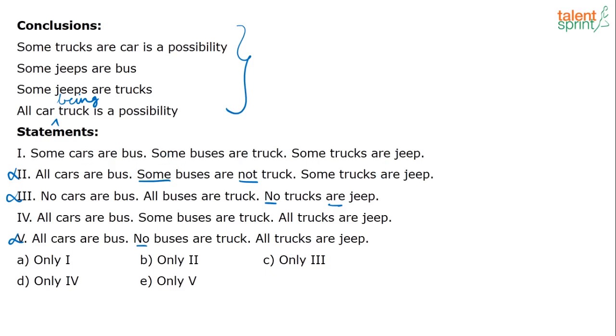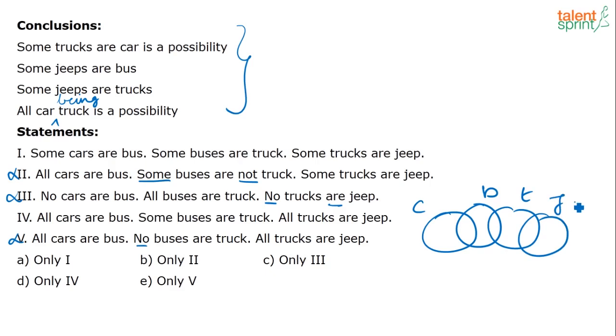Now let us look at the first option. The first option says some car is bus, some buses are truck, some trucks are jeep. So some trucks are car is a possibility. Yes, that seems true. Some jeeps are buses. Again, that's not a definite conclusion, correct? Some jeeps can be buses, or cannot be buses. So definitely it's not this. Option 1 is eliminated at that statement itself, right?